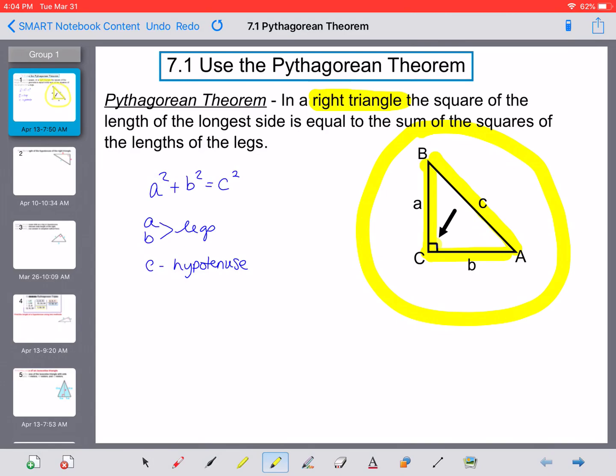Now, what Pythagorean theorem is basically saying is that a squared plus b squared equals c squared, or the legs squared added together equals c squared. We're going to show you a couple examples of how Pythagorean theorem works.